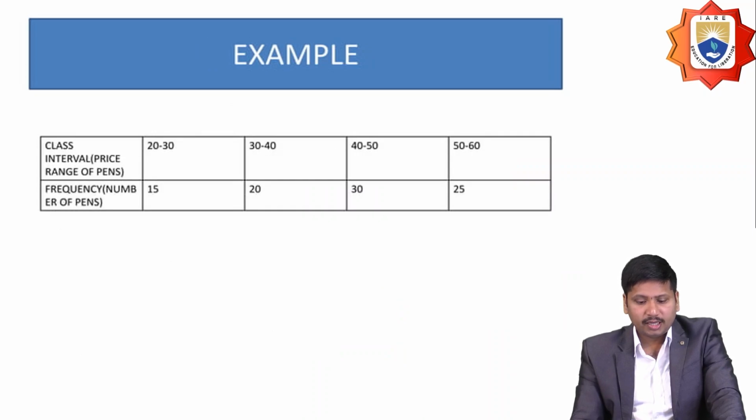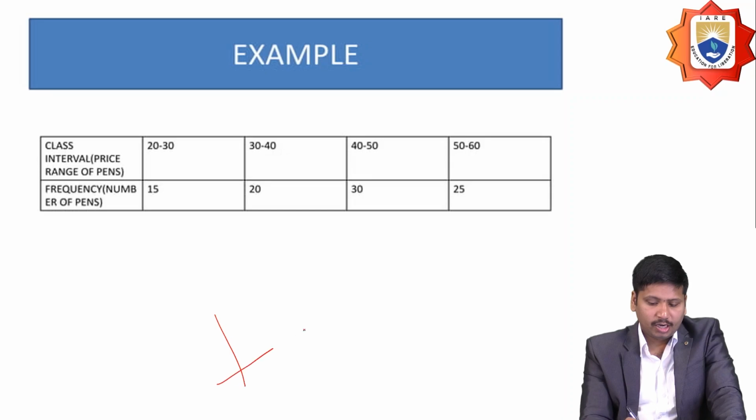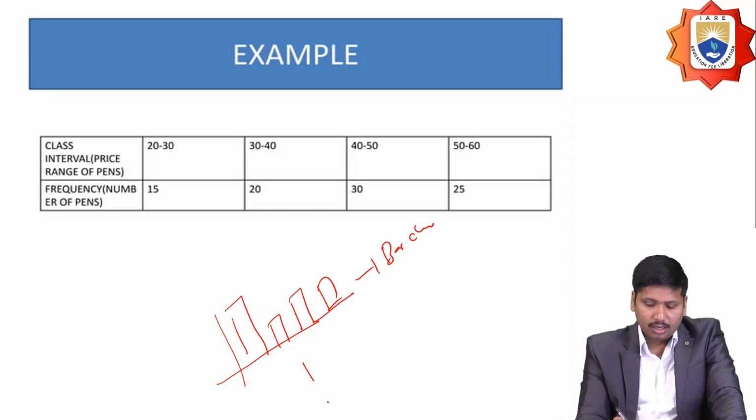So let's take an example of how we construct the histogram. For this, I'm going to create class intervals. The only difference between the histogram and the bar chart is that if I leave space between the bars, then it is a bar chart. And if I do not allow space between the bars, then it is a histogram.